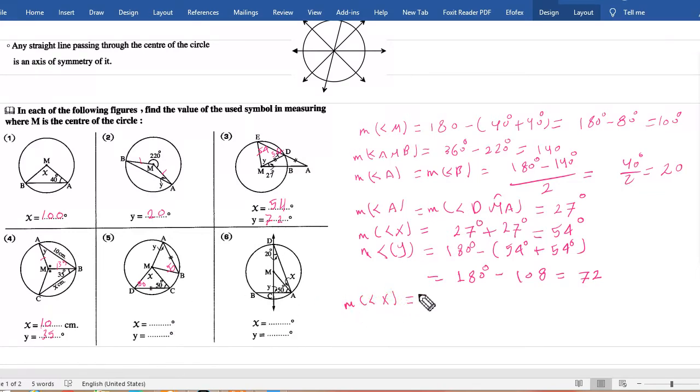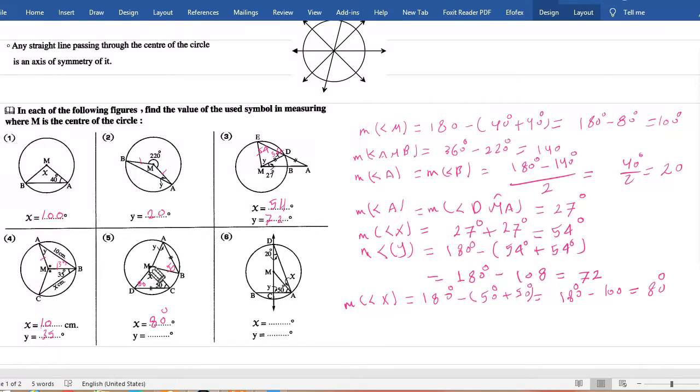So the measure of angle X equals what? The sum of the interior angles of a triangle equals 180. So 180 degrees minus (50 degrees plus 50 degrees), so it becomes 180 minus 100, which becomes 80 degrees. So the value of angle X equals 80 degrees. What is the value of Y?